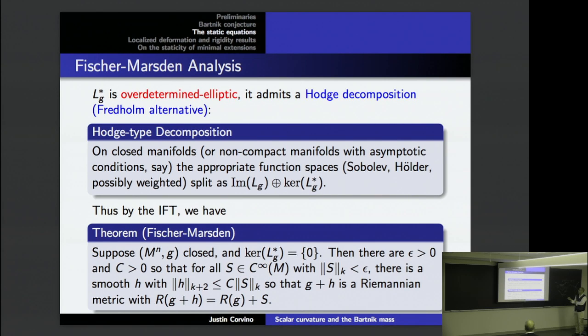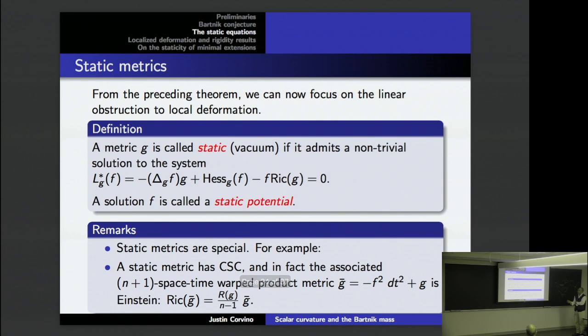The idea of using this for scalar curvature deformation is, at least on closed manifolds, you use the overdetermined elliptic nature of L star to split the function space into the image and kernel of the adjoint. Then Fischer-Marsden in their paper from 1975, via the implicit function theorem, tell you that if the kernel of L star is trivial, so you're not static and have no static potentials, then you can deform the scalar curvature by a small amount. So S measures the deformation size, and R_g is your original scalar curvature, and you can achieve it with a small perturbation on a closed manifold.